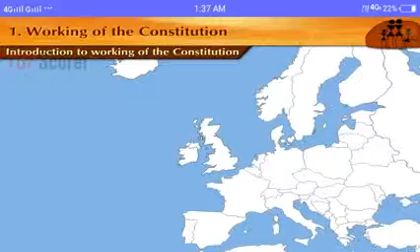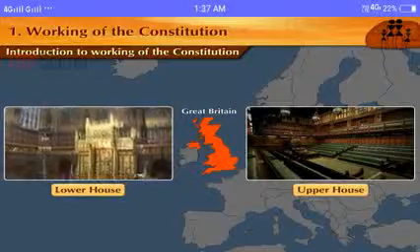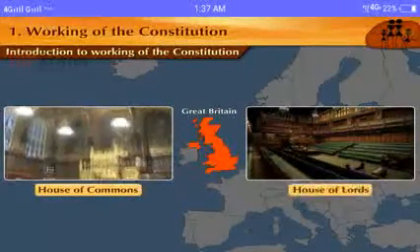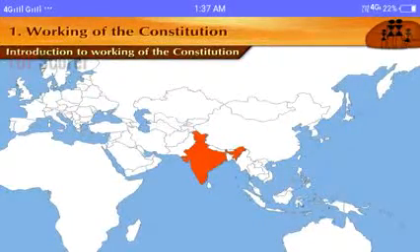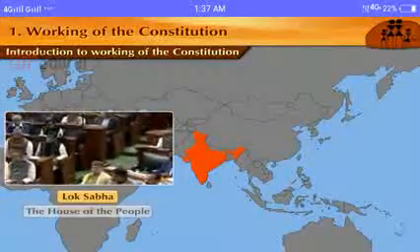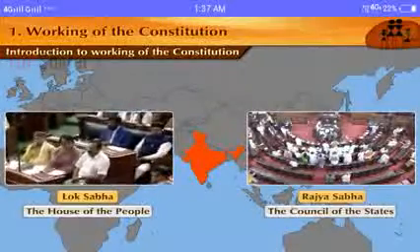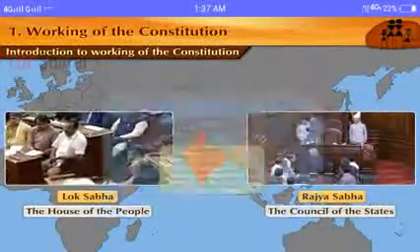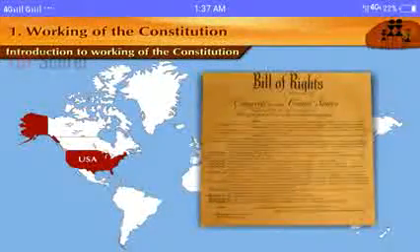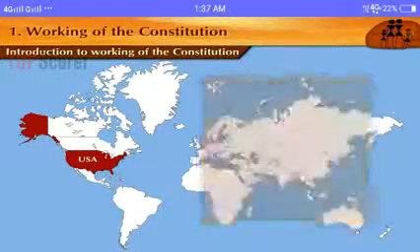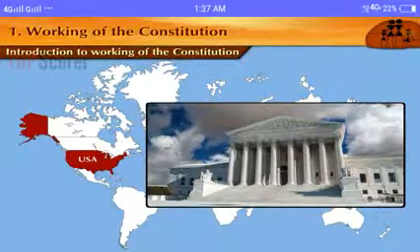The Constitution of India was influenced by the British parliamentary pattern of a lower house and upper house, known as the House of Commons and House of Lords respectively, with India establishing its own variation, which we know today as the Lok Sabha, which is the House of the People, and the Rajya Sabha, which is the Council of the States. It also embodied the concept of fundamental rights, which was similar to the one seen in the Bill of Rights declared in the Constitution of the United States, whilst borrowing the concept of the establishment of a Supreme Court from the USA as well.